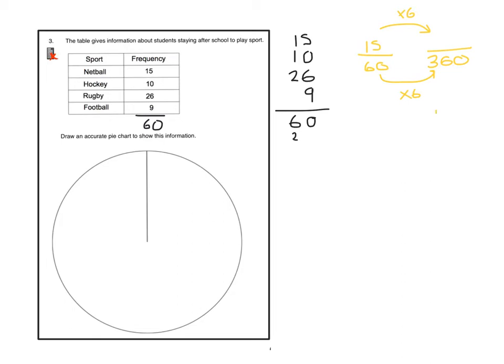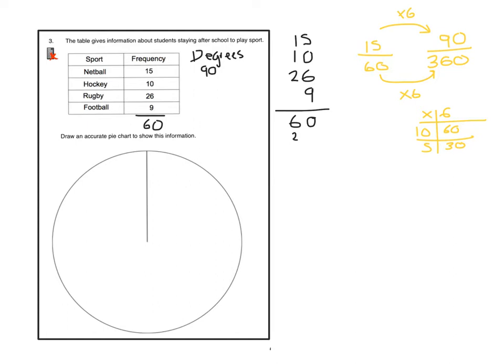15 times 6, I can do a little grid if I need to. 10 times 6 is 60, 5 times 6 is 30, so altogether that's 90. So I'm just going to add a little column here that says how many degrees we're going to be using. Okay, so it's 90 for netball.